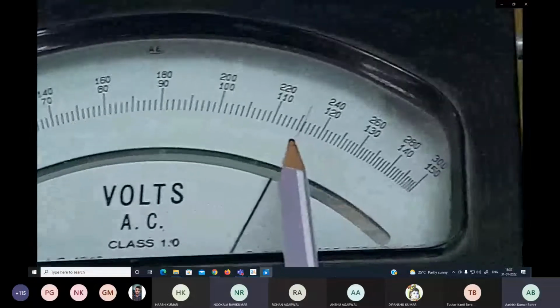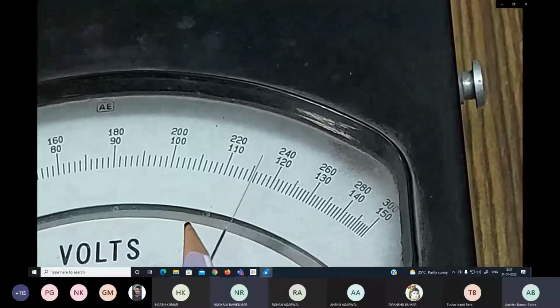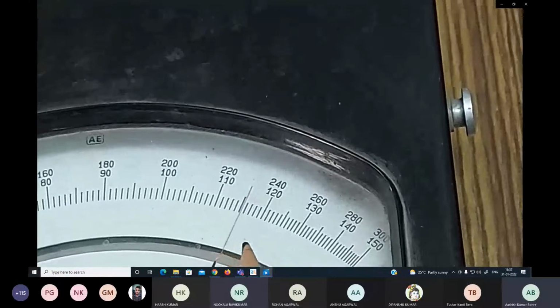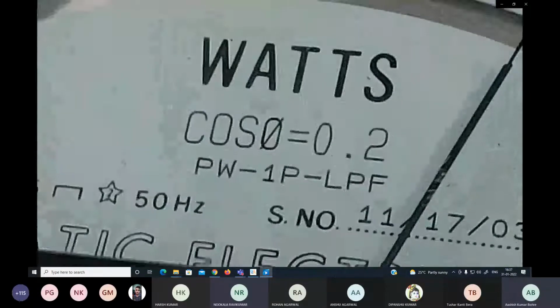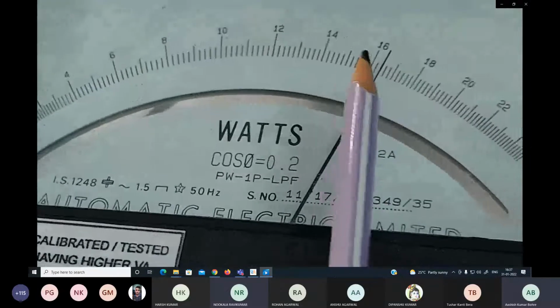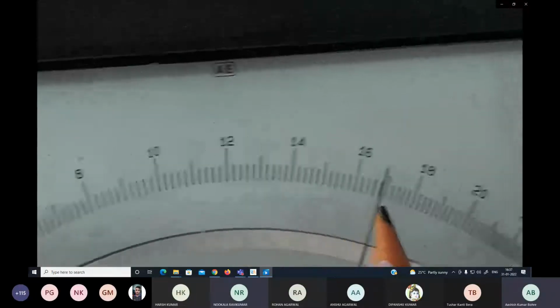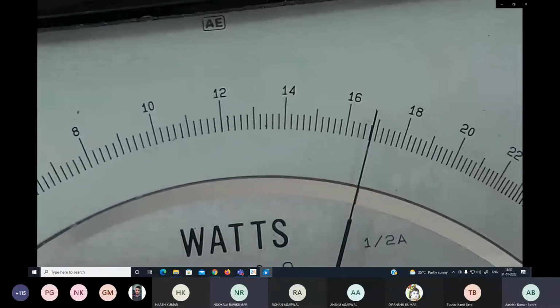The secondary voltage, the open circuit voltage, is approximately 220, not exactly, or slightly more than that. Whatever voltage comes, you take only one reading. What is the primary current? You see here, this is the primary current value, and this is the input voltage. What is the input power? You see from here to here: this is 16, this is 18, and between them, this is 17. I will take the approximate value, approximately 17.